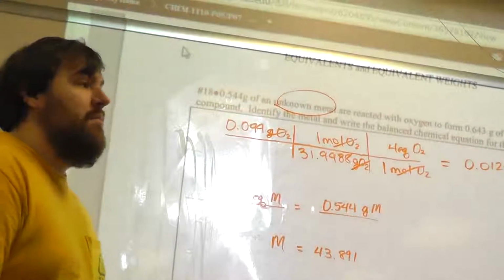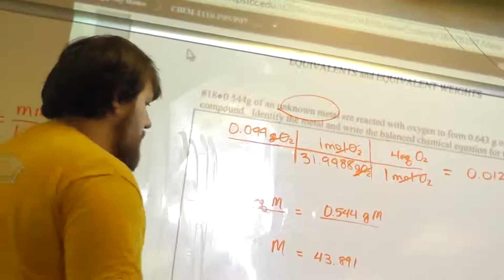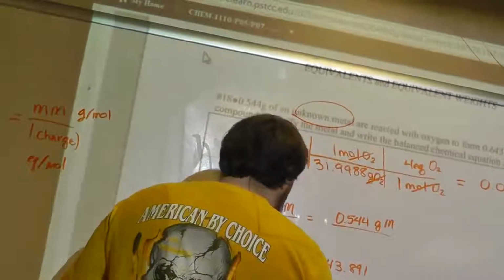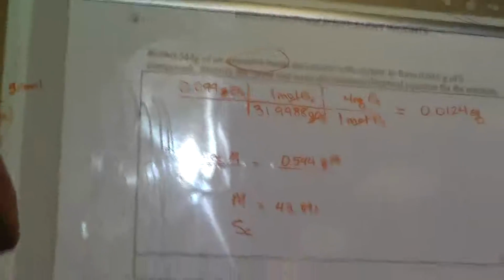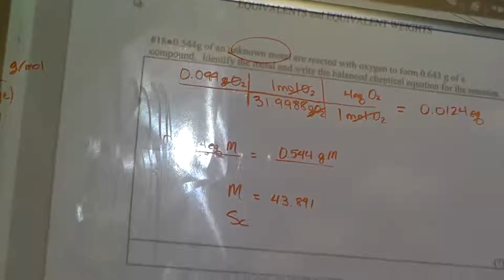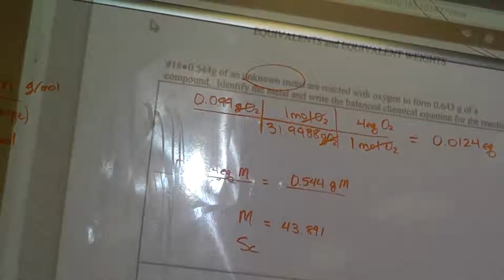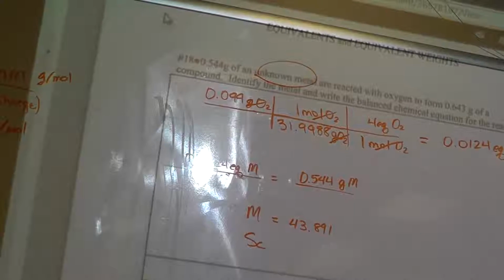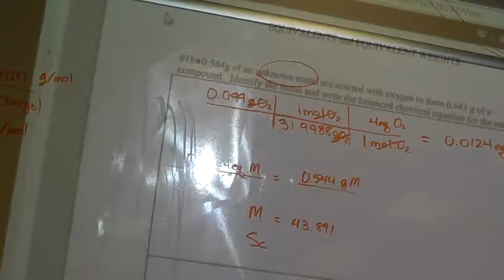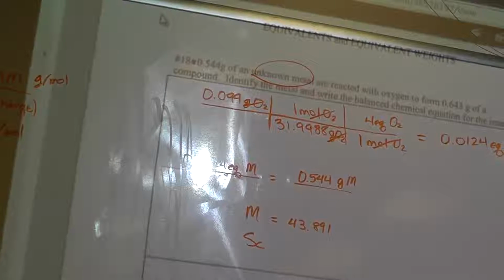Oh, Scandinavium. So Scandinavium. And Scandinavium can have a couple of different charges. What you'll actually do for this problem at this point is a little bit of Chem 1 review. Remember when we did electron configuration in metals and broke them down by their charges?